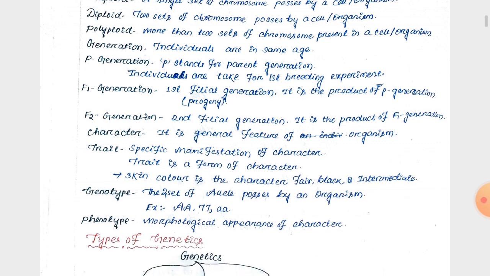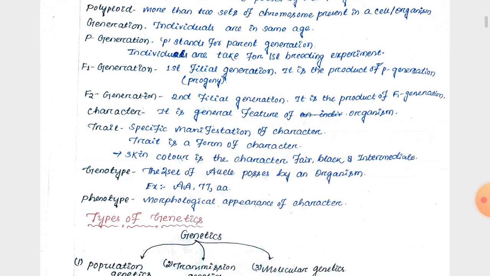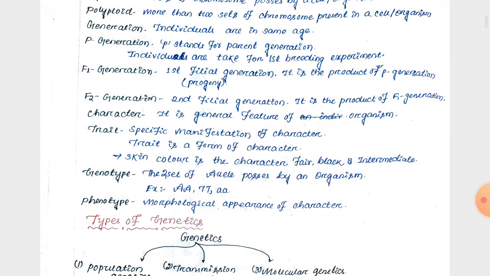What is diploid? Diploid meaning a cell that possesses two sets of chromosomes, right? One set from the maternal side and another set from the paternal side. And what is polyploidy? Let's imagine your cell has more than two sets of chromosomes. In this case, we use the term polyploidy. Poly meaning many, ploid meaning chromosome sets. So many chromosome sets are present in the cell.